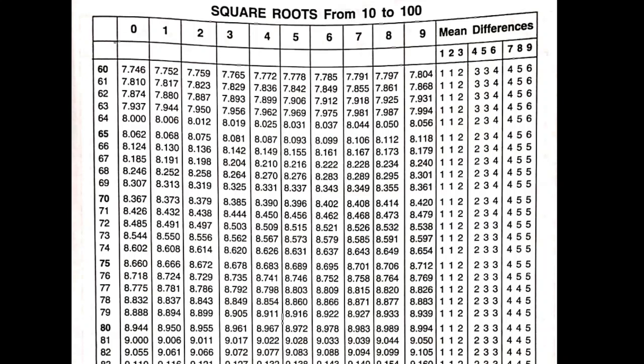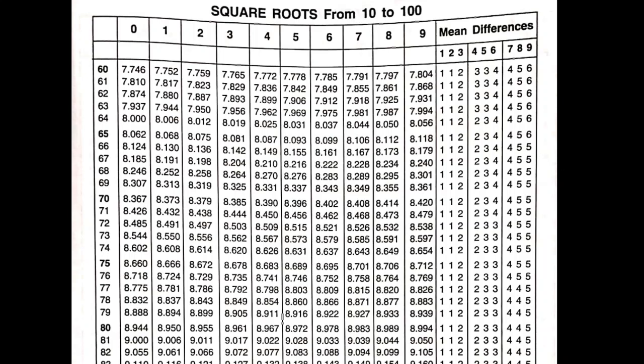Now, if you notice one thing, we've got a bunch of integer values on the left hand side. On the first column on the left, 60, 61, 62, 63, 64. We've also got the numbers 0, 1, 2, 3, 4, 5, 6, 7, 8, 9 on top, and then this entire group of columns called the mean difference columns. I'll tell you how to use each one of them in a moment. So now let's use this table.